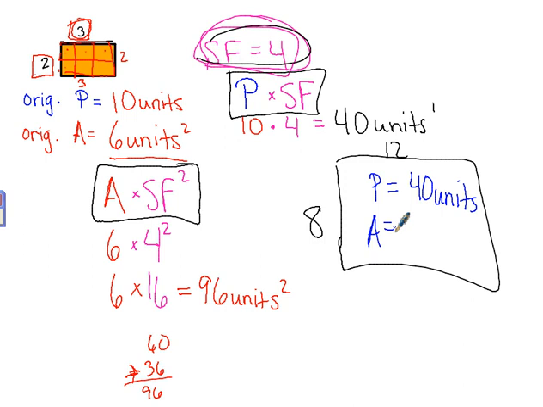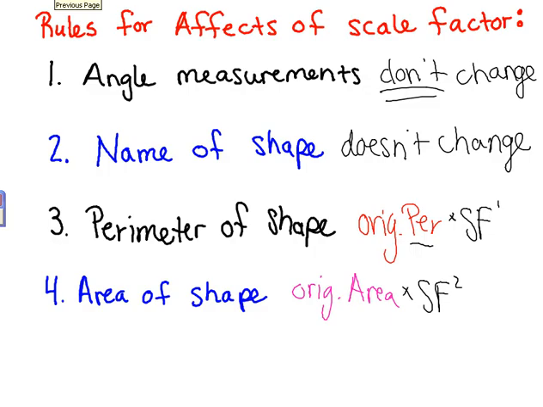And notice how this was 40 units, which we found using our perimeter times scale factor, so it matches there. And our area, we would go 8 times 12, 8 times 10 is 80, 8 times 2 is 16. We put them together, we get an area of 96 units squared. So again, we can use these rules to help us. But if we forget, we can always go back to drawing our rectangle to figure it out. So, the most important things that you should have gotten out of this video are right here, with your rules for the effects of scale factor.